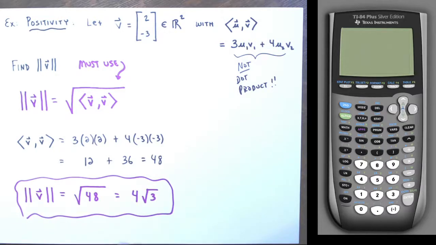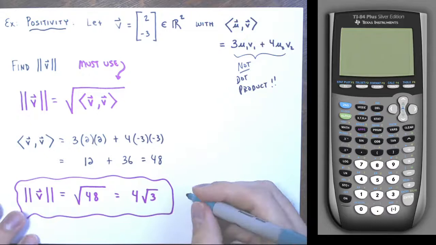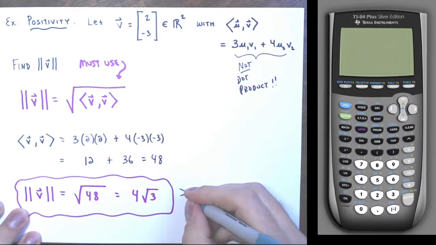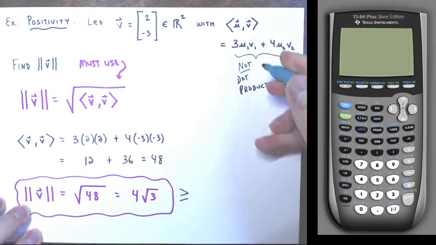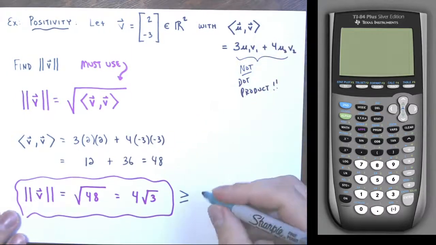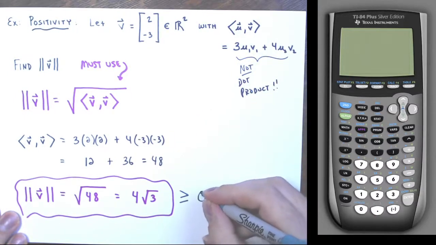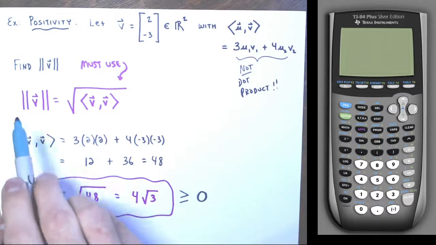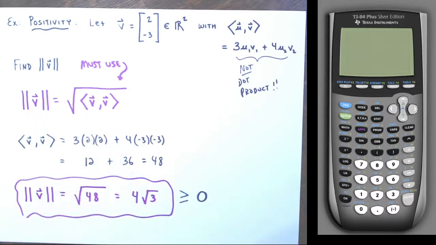So, and you can see that's greater than or equal to 0, right? And it should be. If you have a proper inner product, remember, if you have a function that satisfies all 4 of those inner product axioms, symmetric, homogeneous, additive, and positive definite, then the norm, the way it's defined here, should be a non-negative value, right? Should be greater than or equal to 0.